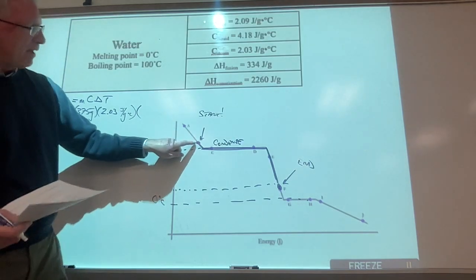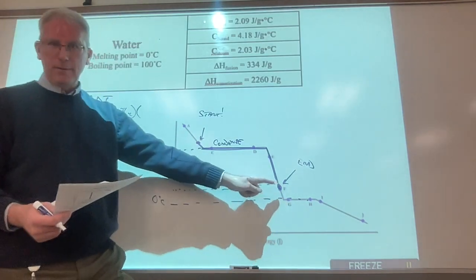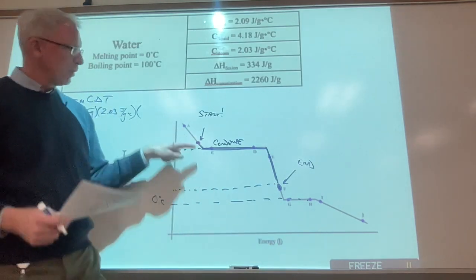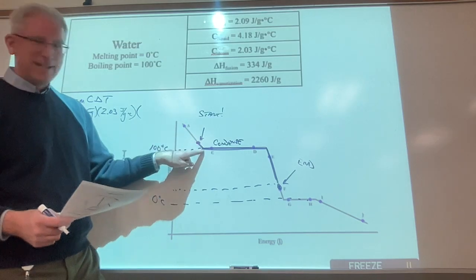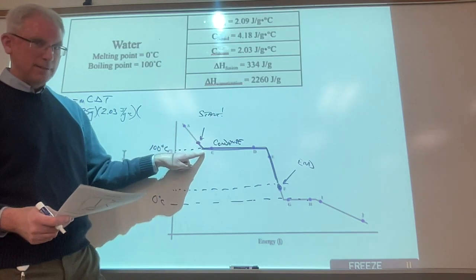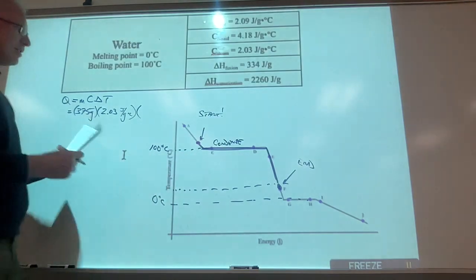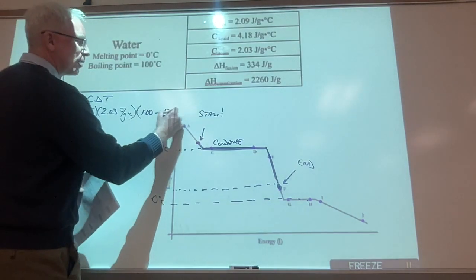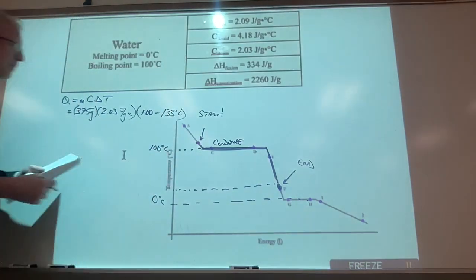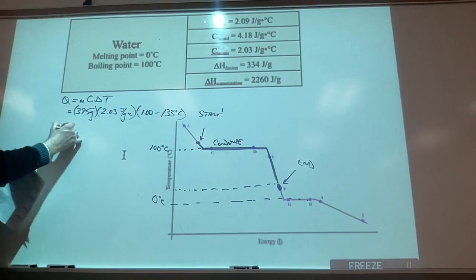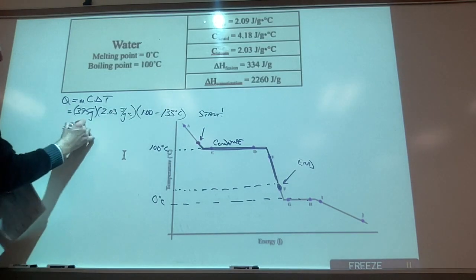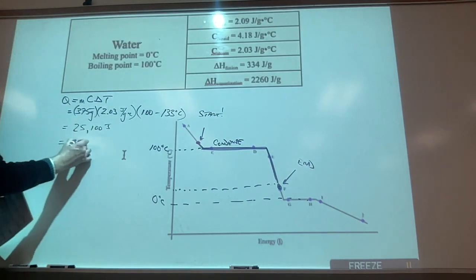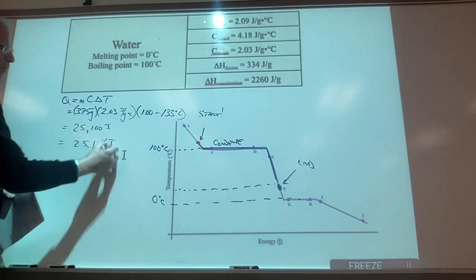So this part of the graph, we didn't go all the way to 25, right? We did not. We can only take it one section at a time. So we're going to go from 133 down to where the section ends, and the section ends at 100 degrees. So this is going to be 100 degrees is my final temperature, minus my beginning temperature of 133 degrees. And if you multiply all this stuff through, you're going to find out that this part is 25,100 joules, or 25.1 kilojoules.